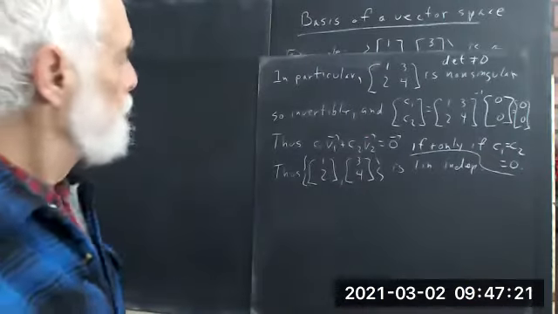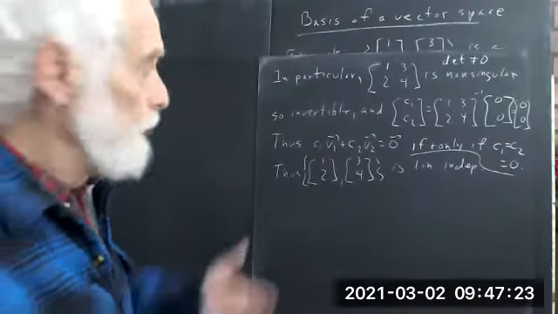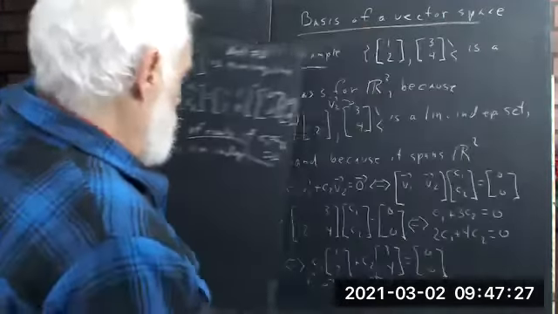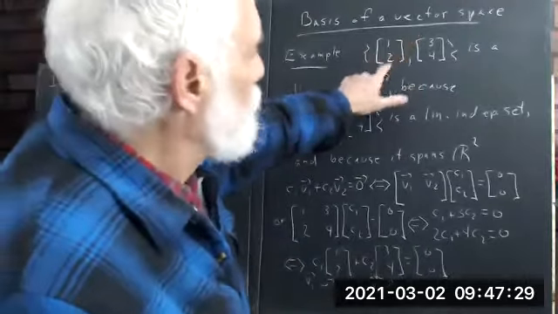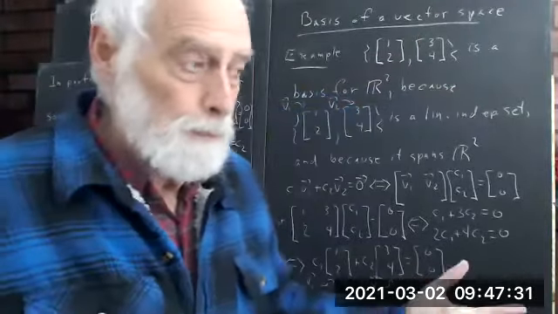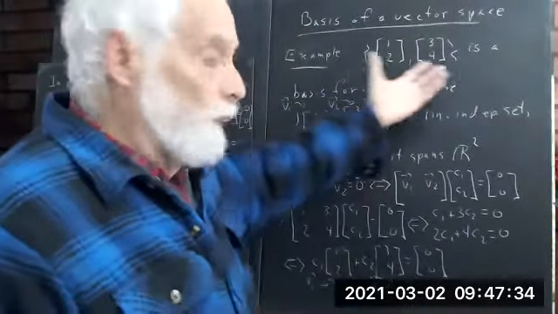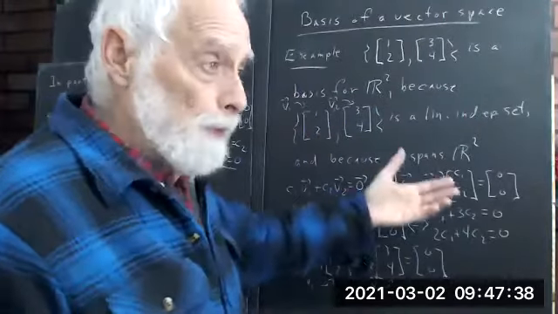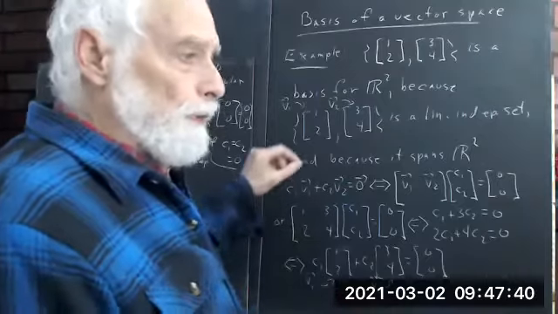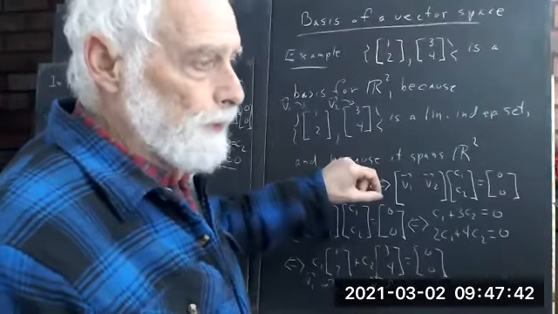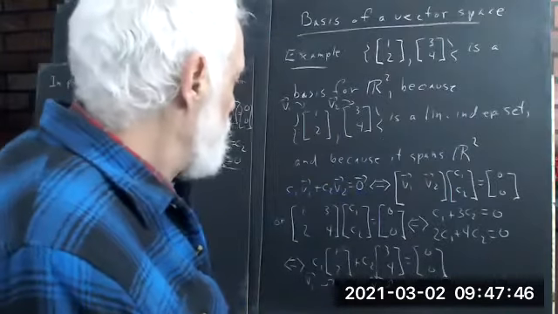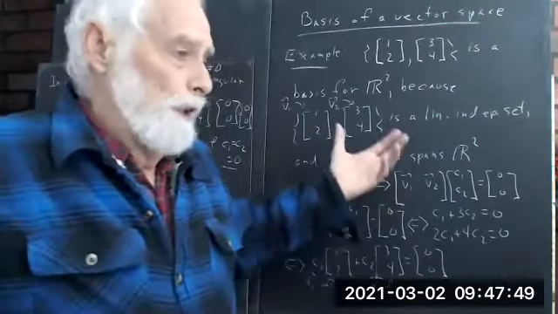There we have it. Now, the test is identical. If you have a set of 3 vectors in R3, you can do the same thing. You're going to have a 3 by 3 matrix because you're going to have to test C1 V1 plus C2 V2 plus C3 V3 equals a 0 vector. In R4 and R5 and whatever.